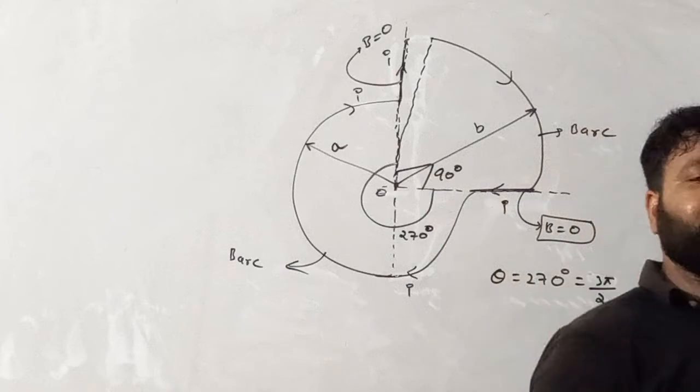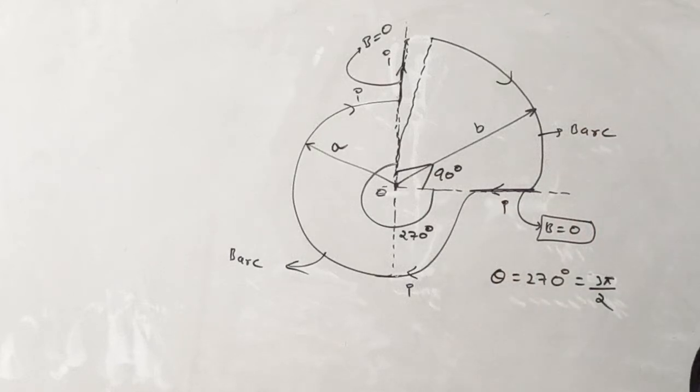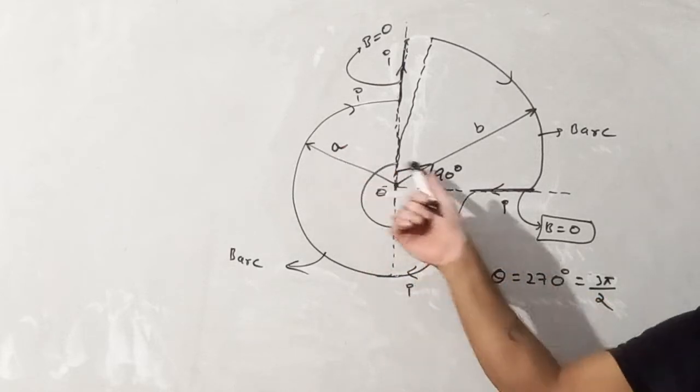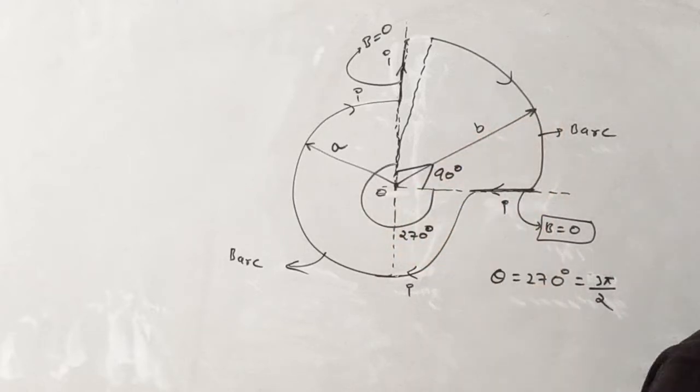Now apply the formula of magnetic field due to arc by putting the values. I am waiting for your answer. Please try to find the answer on your own. The radius of this arc is a and the radius of this arc is b, my dear students.